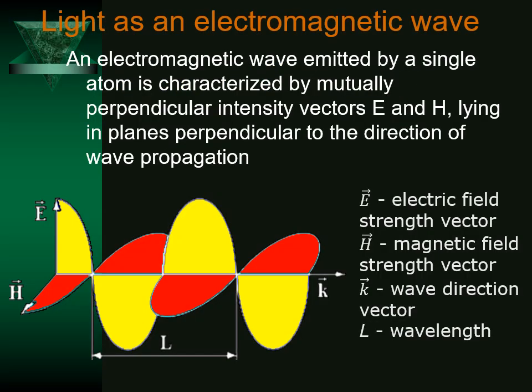So, here is a schematic representation of the electromagnetic wave that we believe can be emitted by a single atom. That is, a single atom, being a light source, emits an electromagnetic wave. There are two components in an electromagnetic wave. This is the electrical component, depicted here in the plane of our screens in yellow. And the second component is the magnetic intensity.